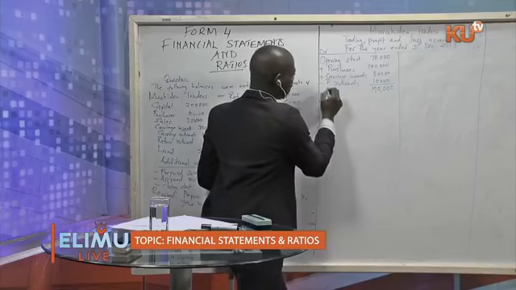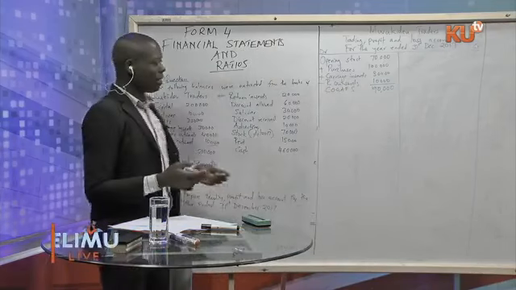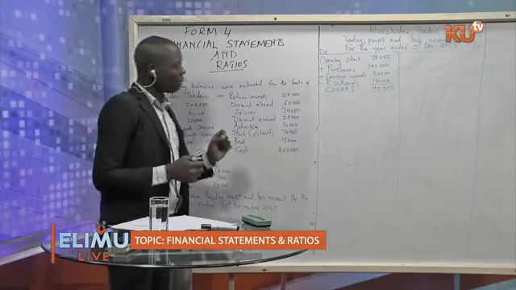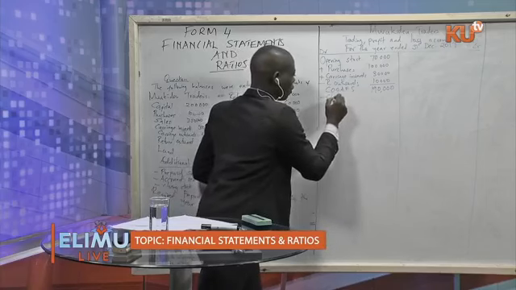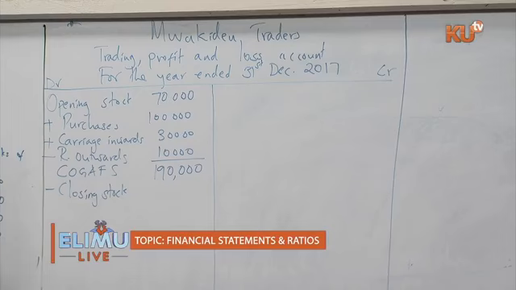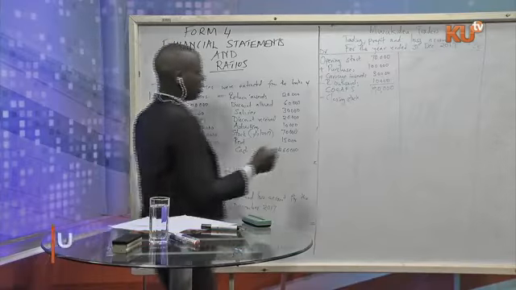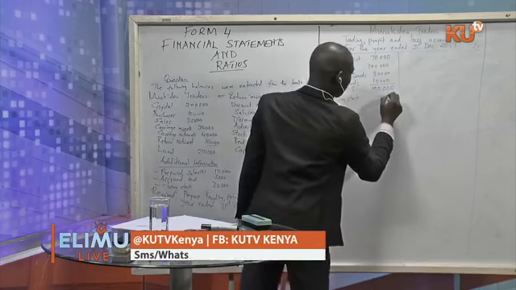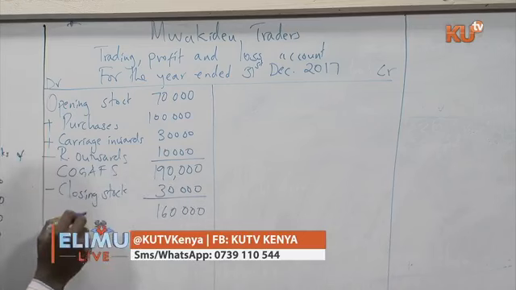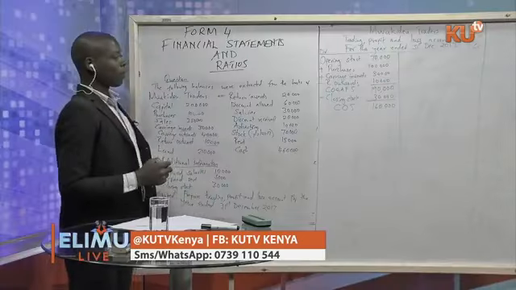190,000. And this figure, we call it the cost of goods available for sale. What is available in the business for sale? That is what we have as 190,000. Then we subtract closing stock. The figure for the closing stock is given in the additional information as 30,000. So we subtract 30,000 to obtain 160,000. And this figure, we call it cost of sale.